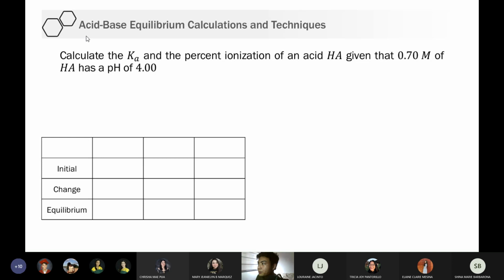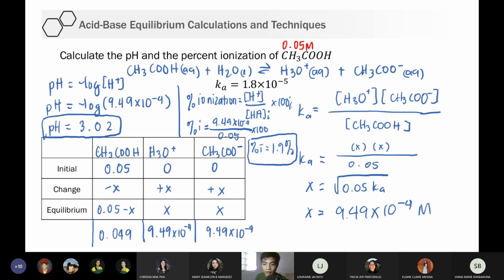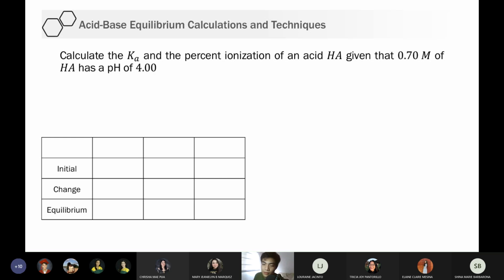Let's have this problem. Calculate the Ka and the percent ionization of an acid HA given that 0.7 molar of HA has a pH of 4. Ito ay medyo, sabihin natin, medium pa lang yung difficulty nito. Yung kanina mga easy lang yan. Ito medium na, kasi mapapaisip talaga tayo dito.